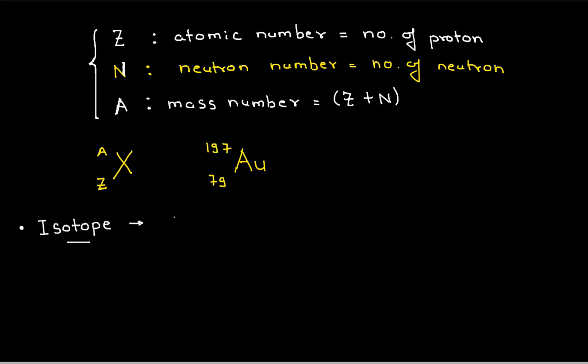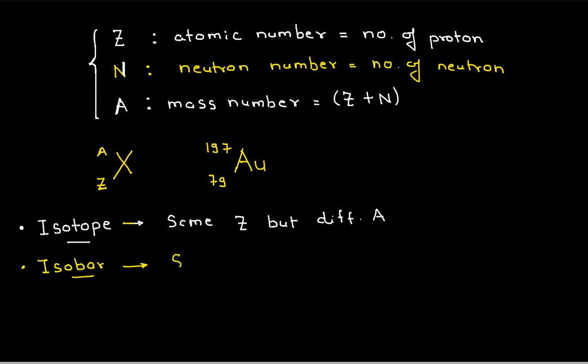Isotope implies same atomic number but different mass number. Okay. Isobar. What is isobar? Anyone? So different atomic number, same mass number.